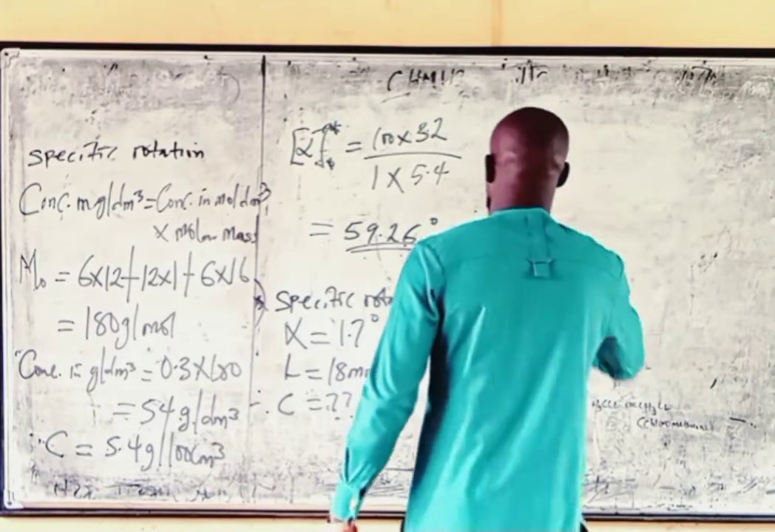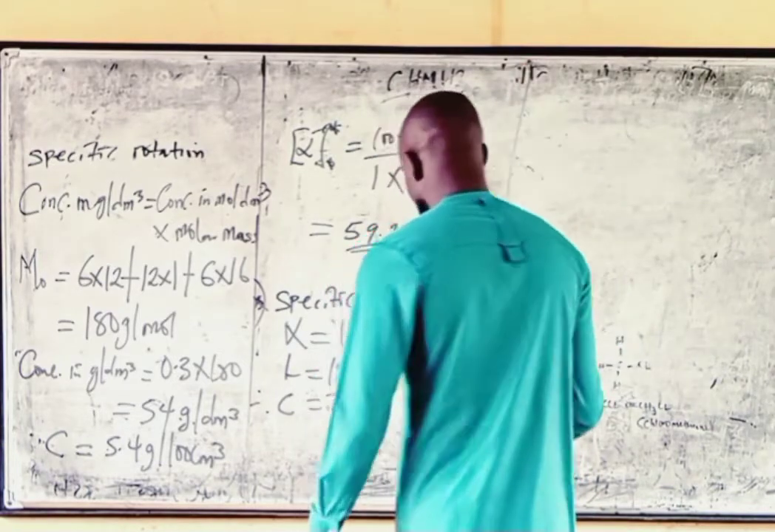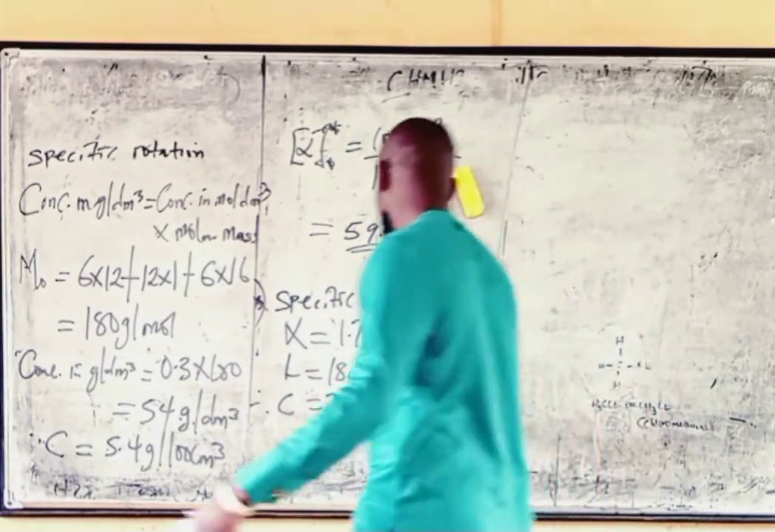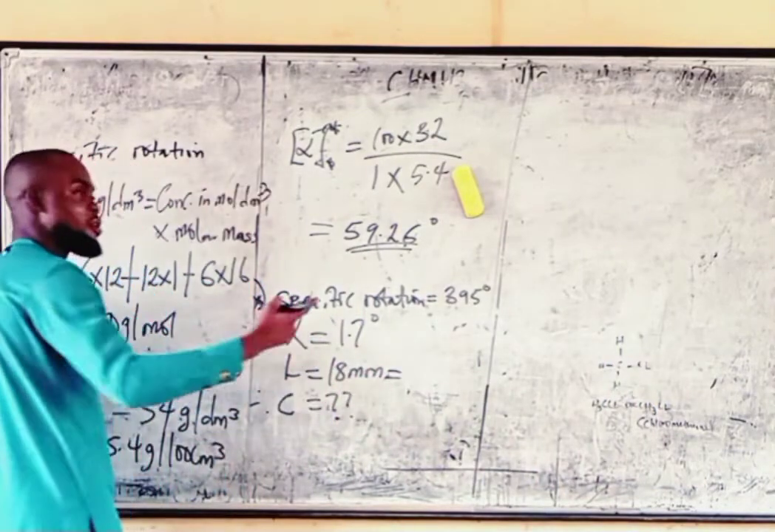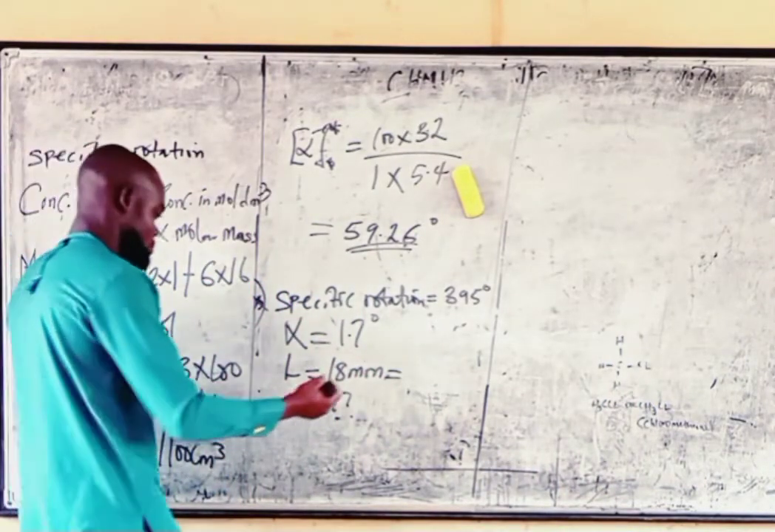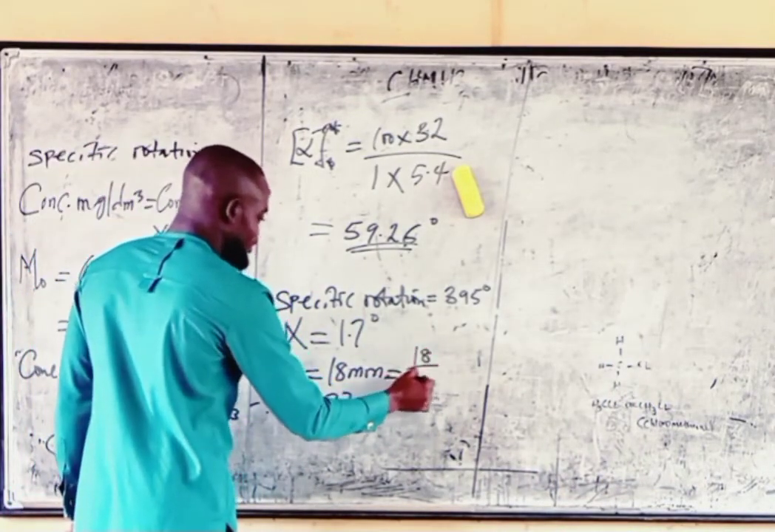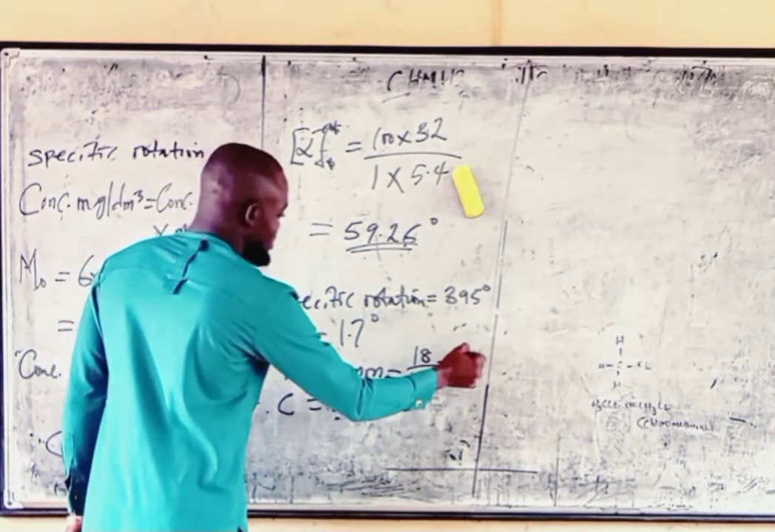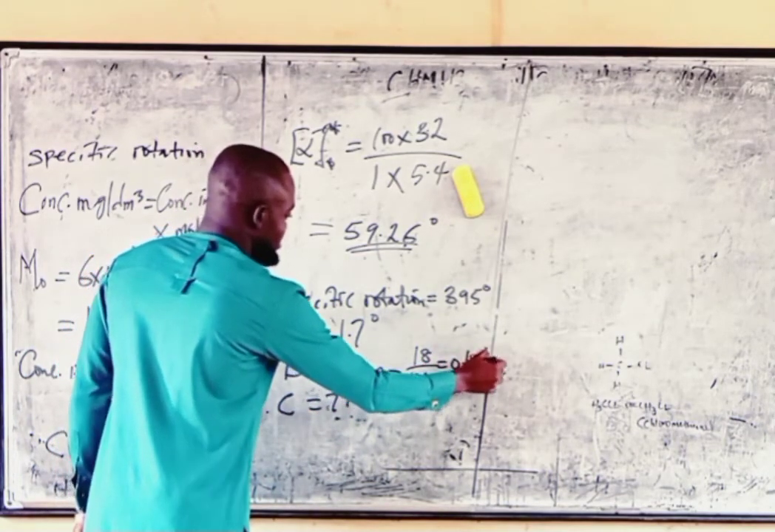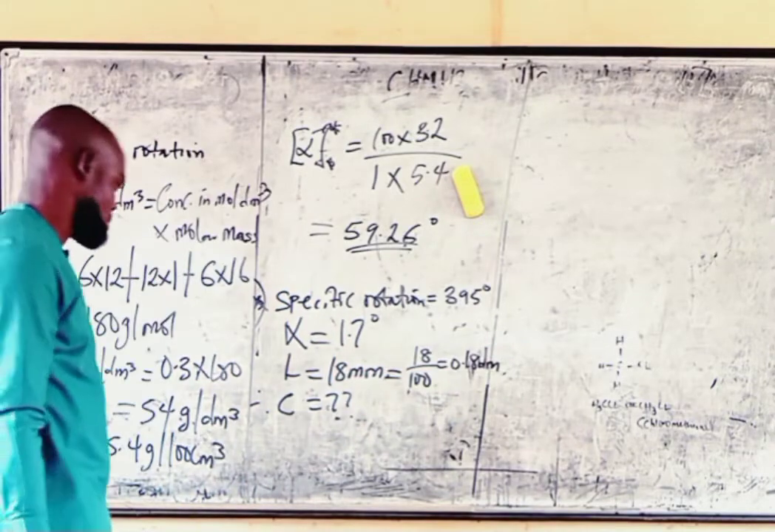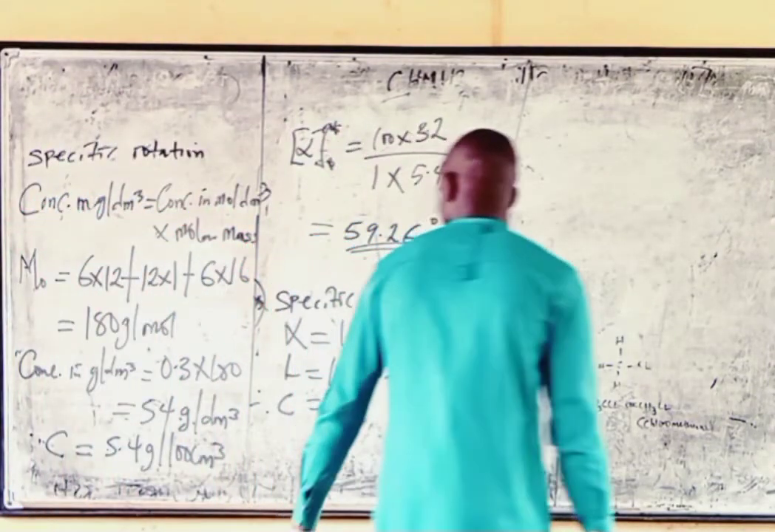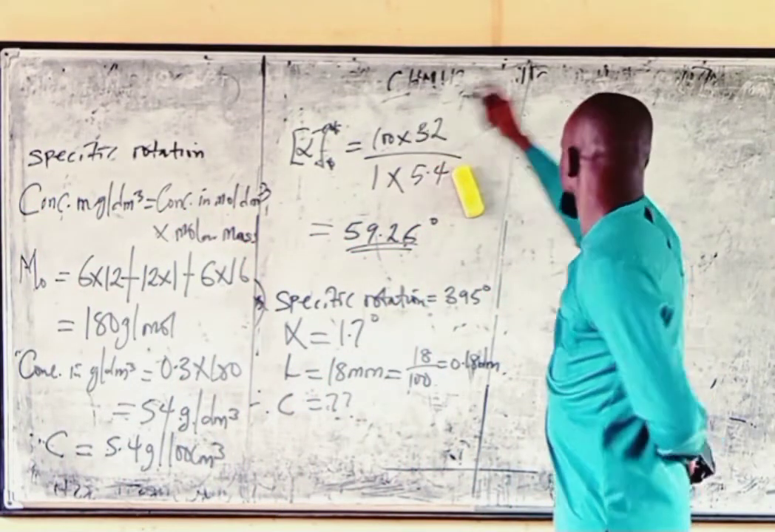Let's see what we can do here. We are converting this to decimeters, from millimeters to decimeters. So we are going to have 18 over 100, that is 0.18 decimeter. That's what we're going to have.